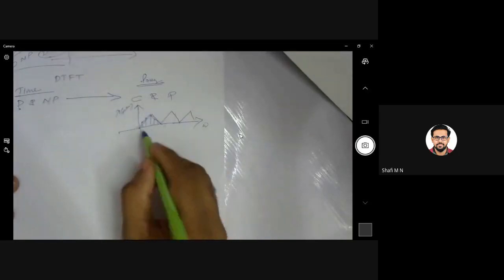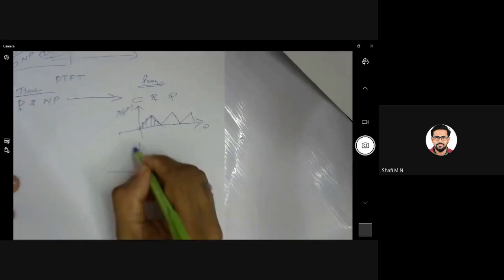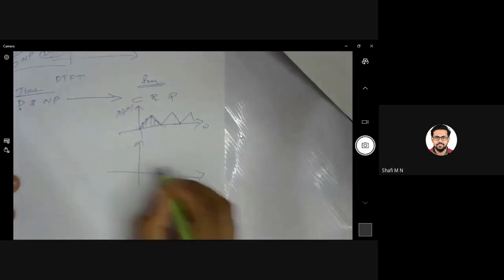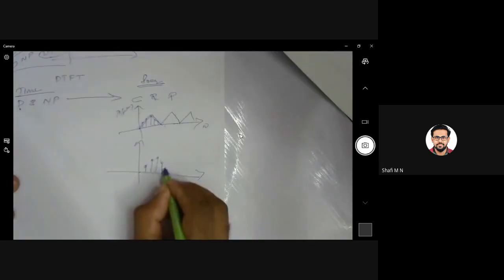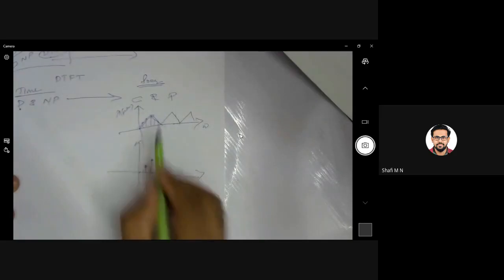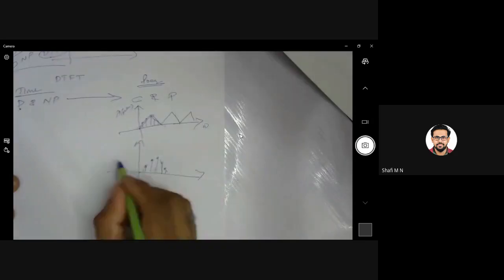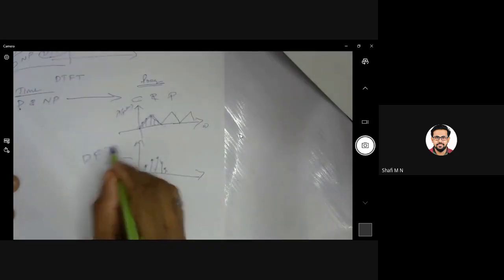So the sampled signal, let me draw it separately. This is the continuous signal. This is the sampled spectrum of the DTFT. I have sampled the DTFT spectrum, and this thing is referred to as the DFT, the discrete Fourier transform.